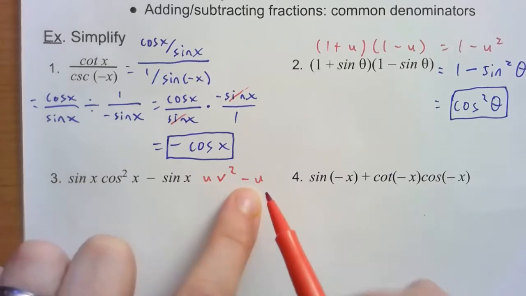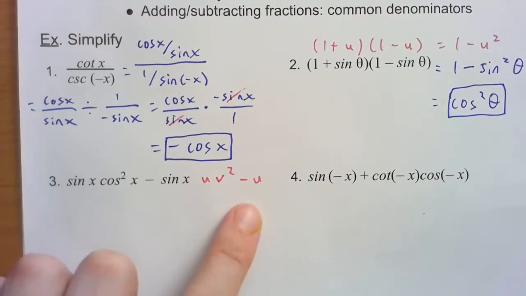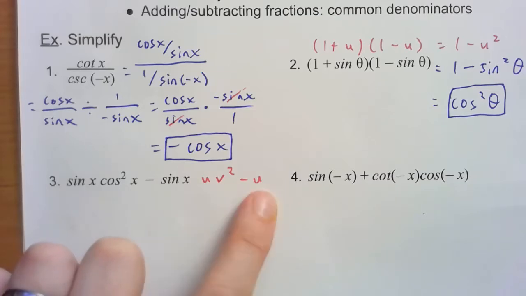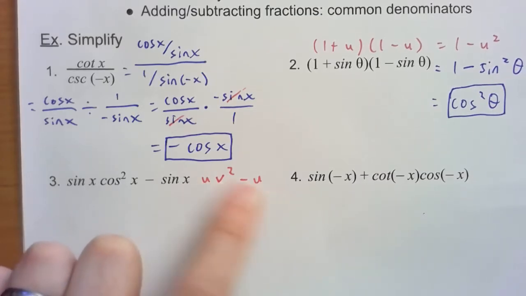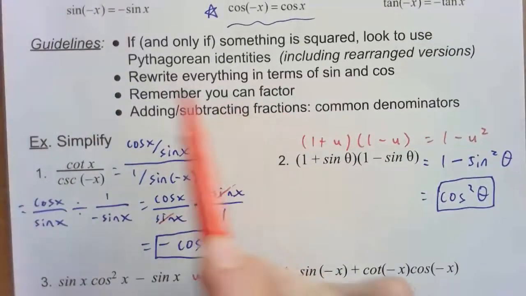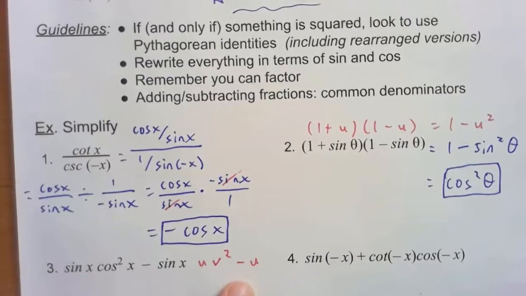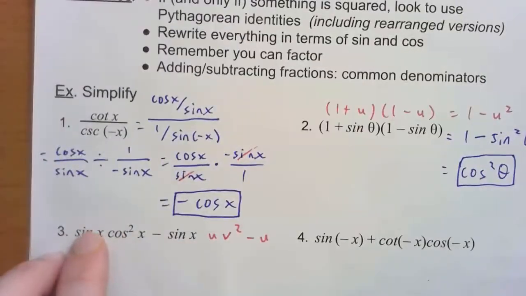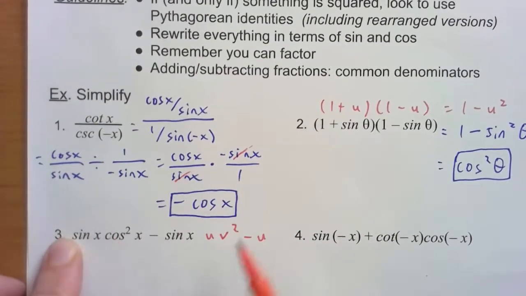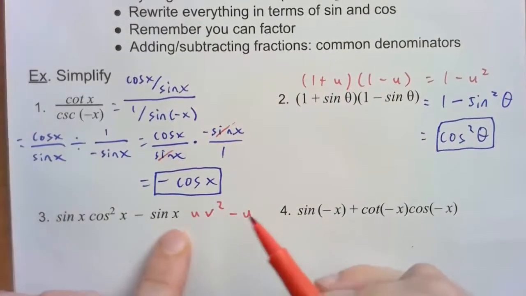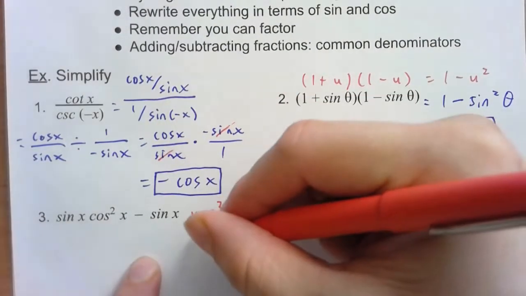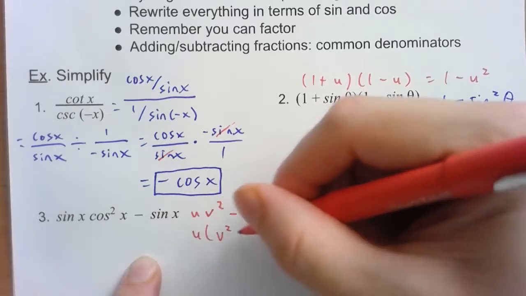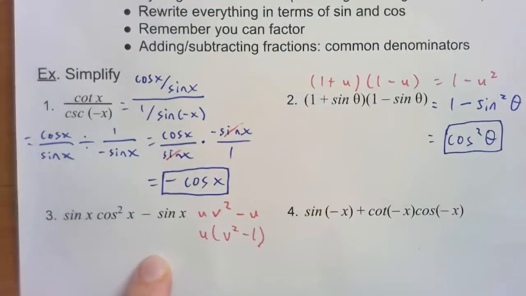If you had u times v squared minus u, any kind of algebra that you could do with that? Well, you could factor out the u, right? This has a greatest common factor, a GCF, right? So another guideline here, remember you can factor these things. We're going to do all the different kinds of algebra that we know with these trig functions. Picture a whole trig function, that whole chunk as just a variable that you could work with, that you could factor. And so we're going to factor out that u times v squared minus 1.